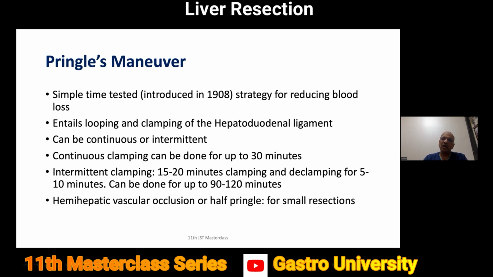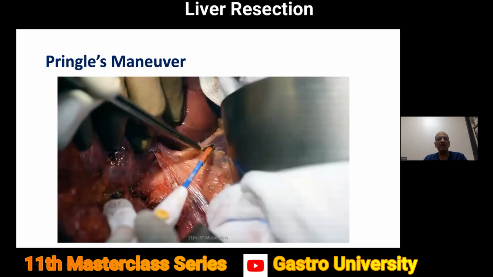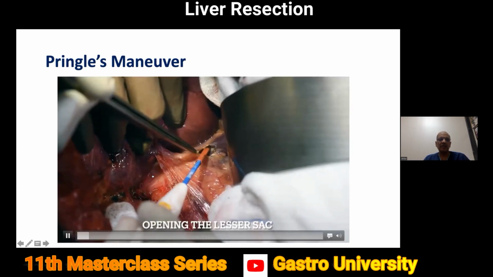Hemihepatic vascular occlusion or half Pringle has also been described, but studies have shown that it doesn't score over a total Pringle or the conventional Pringle in terms of reducing the blood loss. So whether you do a half Pringle or a full Pringle, it doesn't make much of a difference to your outcomes. So this is just a short video of the Pringle's maneuver.